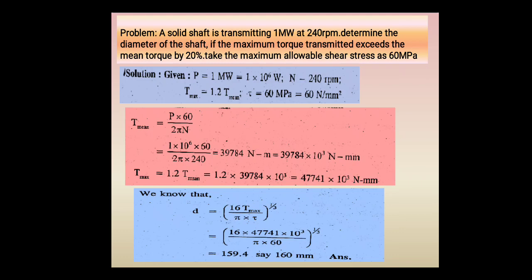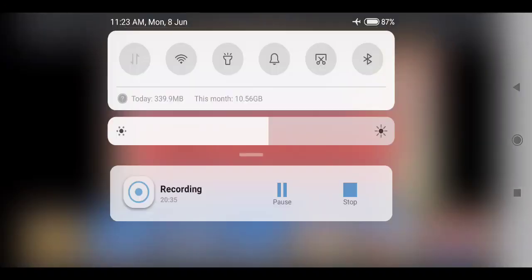So this is all about finding the diameter of the shaft from this kind of data. This is one type of problem he may ask, and this type of problem may come for 10 marks. That's why I'm telling you to practice these 3 questions taken from the question bank only. Next, moving on to the next problem.